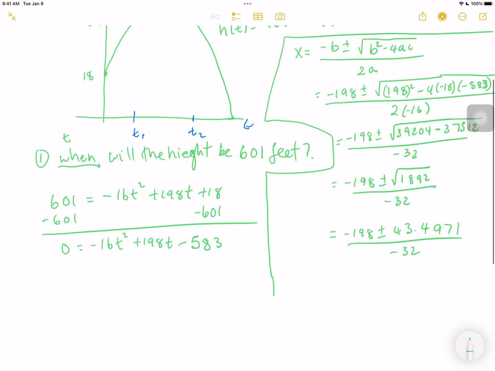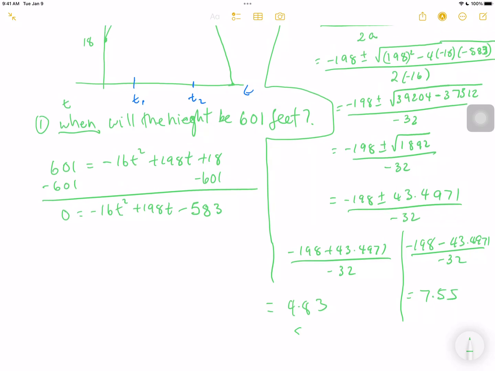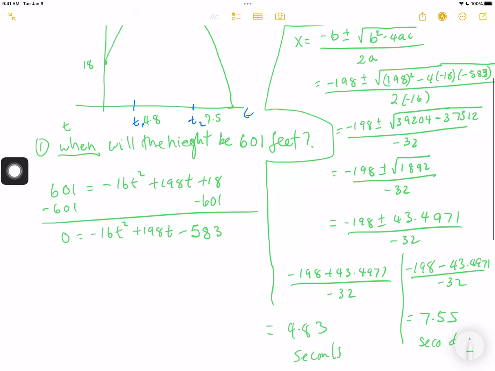We're going to have to do this twice. Negative 198 plus 43.4971 divided by negative 32. And that's going to give us 4.83. And then we do the other one. Negative 198 minus 43.4971, divided by negative 32. And that gives us 7.55. By the way, this is in seconds. And so this is 4.83 over here, and then 7.55 over here.